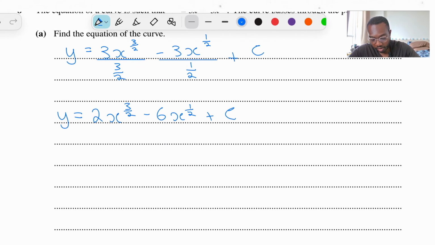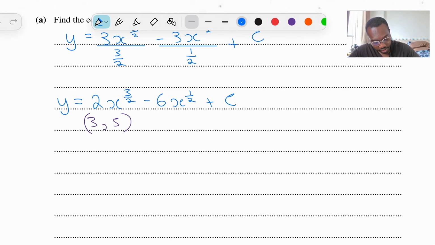And now we know that the curve passes through (3, 5). So now we just put in those values of 3 and 5 to get our value of c. So that'll be 5 is equal to 2 times 3 to the power of 3 over 2, minus 6 times 3 to the power of a half, plus c.